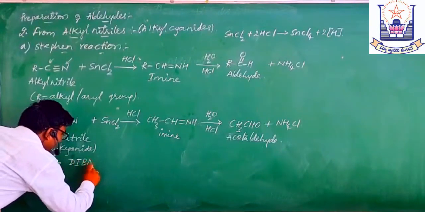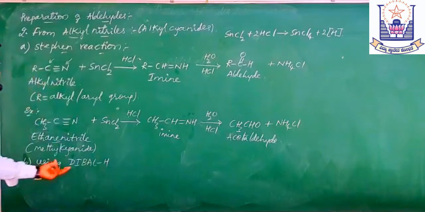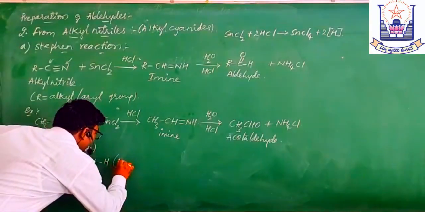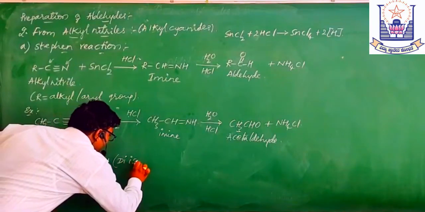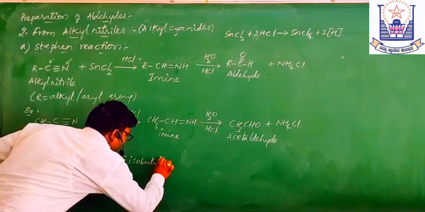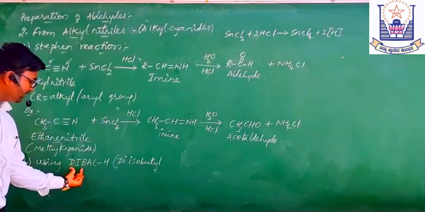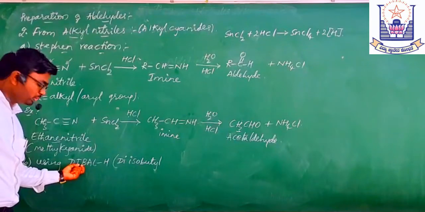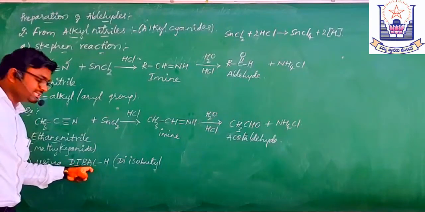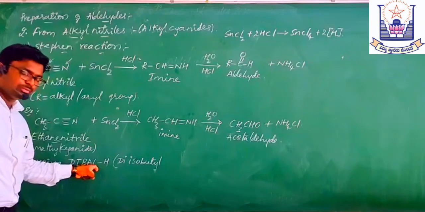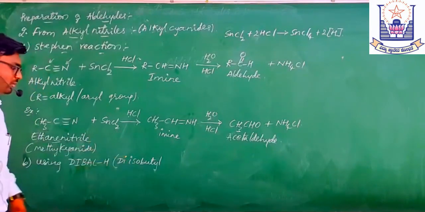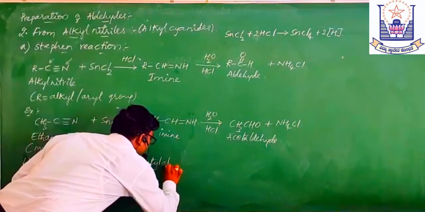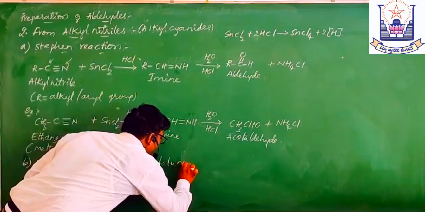What is DIBAL-H? It is the abbreviation for diisobutyl aluminum hydride. D stands for di, I stands for iso, B stands for butyl, Al stands for aluminum, and H stands for hydride. Diisobutyl aluminum hydride.